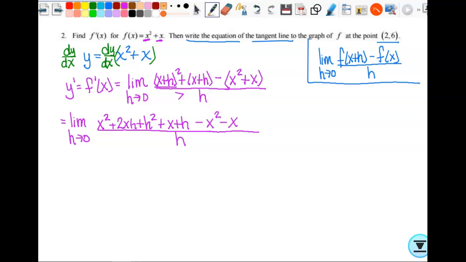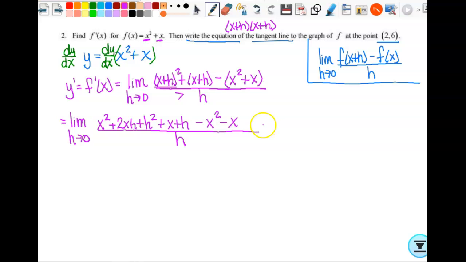Everybody with me on where everything came from? We good? You can't get lost in your little algebra. Like she said, if you need to go off to the side and do x plus h times x plus h and think through it that way, whatever you got to do, just don't make this x squared plus h squared, or I will disown you. You at least need to know it's not that, even if you don't know what it is. Okay, so we all good?